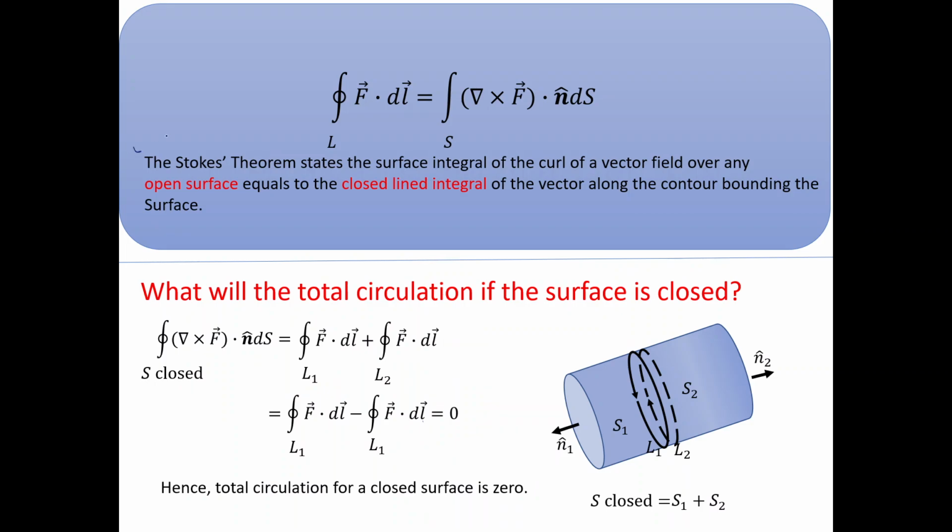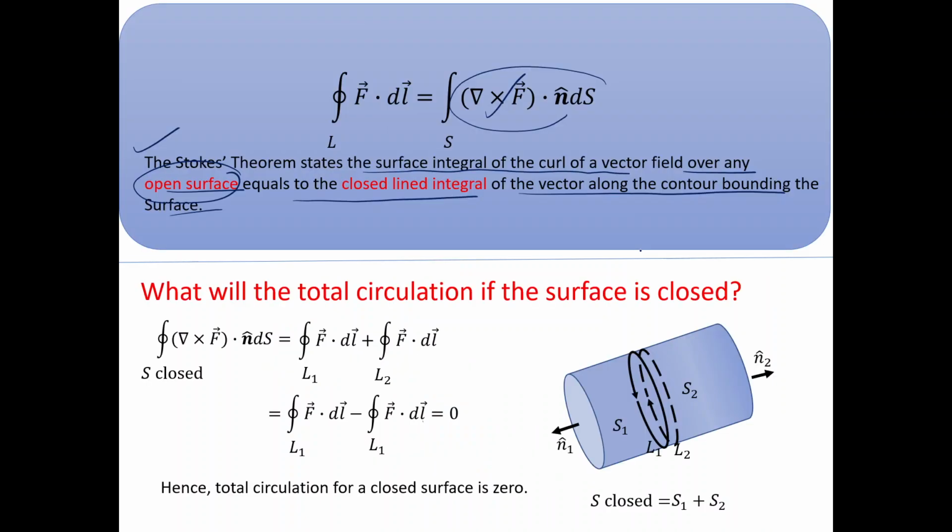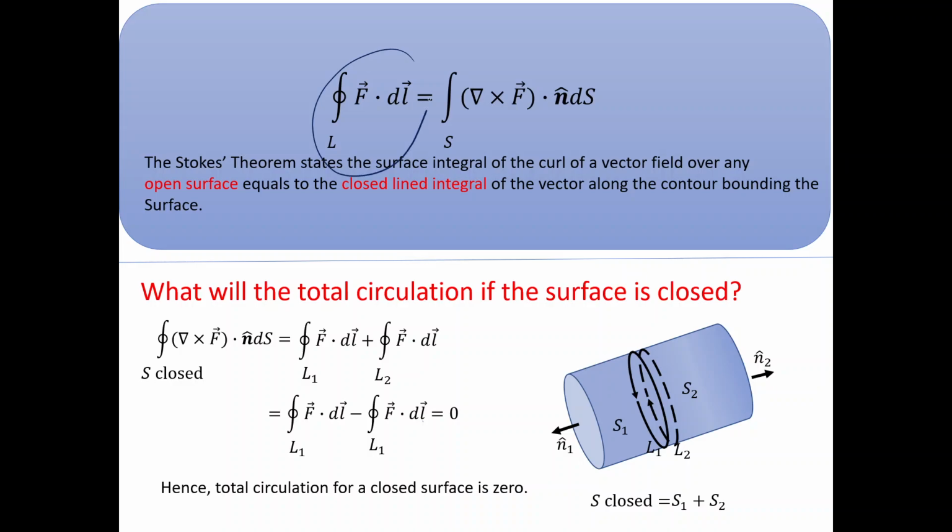Finally, we can give a definition to Stokes theorem. It states that the surface integral of the curl of a vector over an open surface, very important point, equals the closed line integral of the vector along the contour bounding the surface. Same thing here. This is an open surface and this is the contour bounding the surface. Then the line integral is nothing but the net circulation.